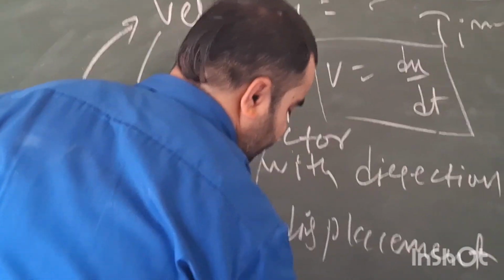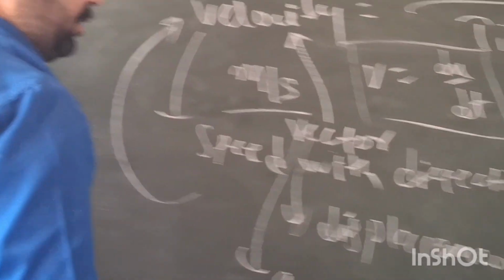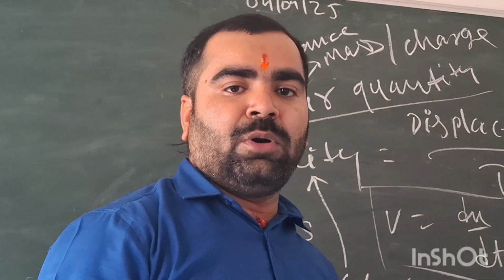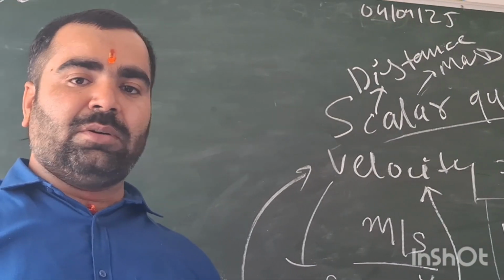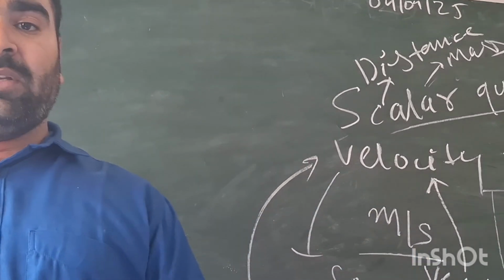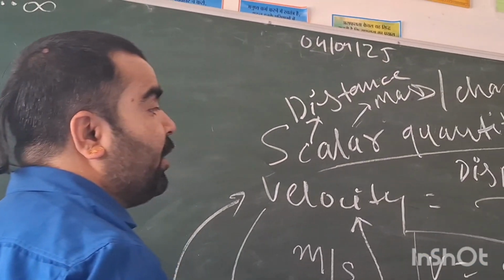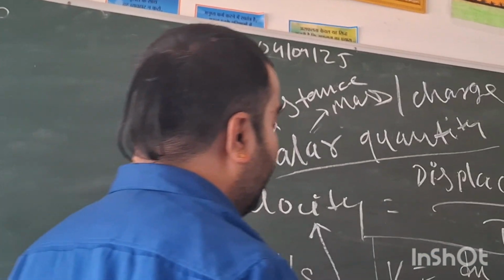Acceleration is a vector quantity because it has both magnitude and direction. Those quantities which have both magnitude and direction.